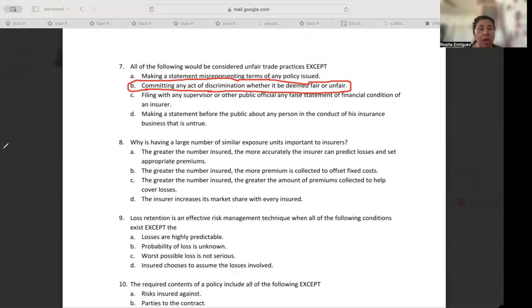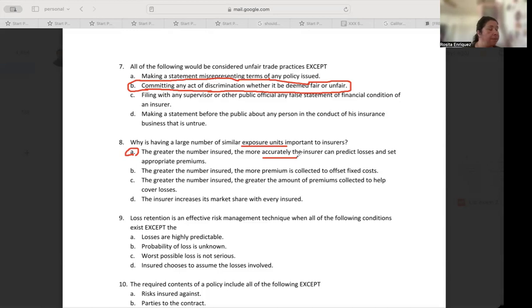Okay, number eight is, why is having a large number of similar exposure units important to insurers? And here it is, it's A. The greater the number insured, the more accurately the insurer can predict losses and set appropriate premiums.